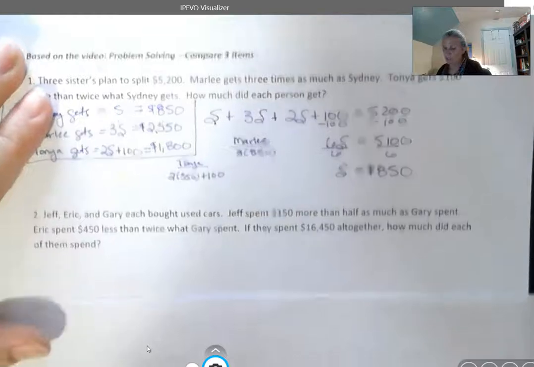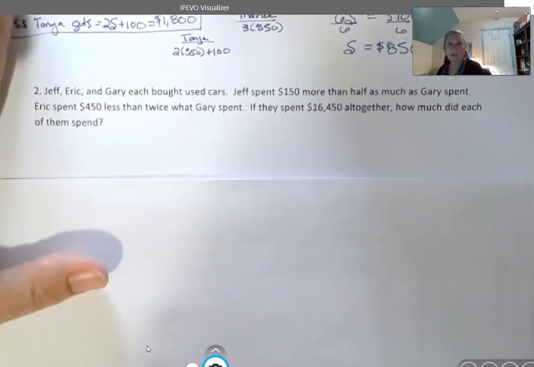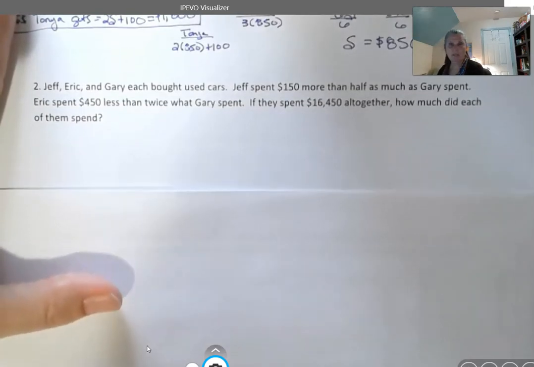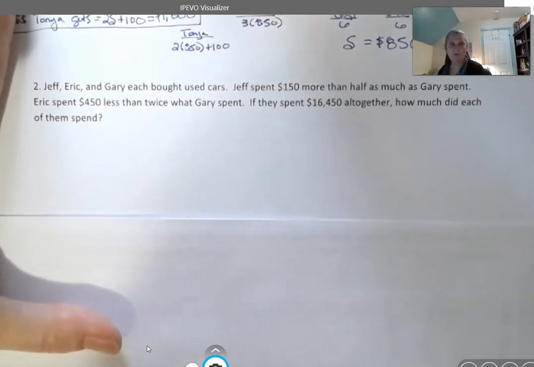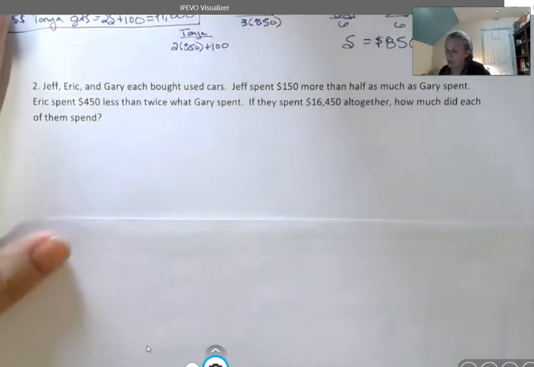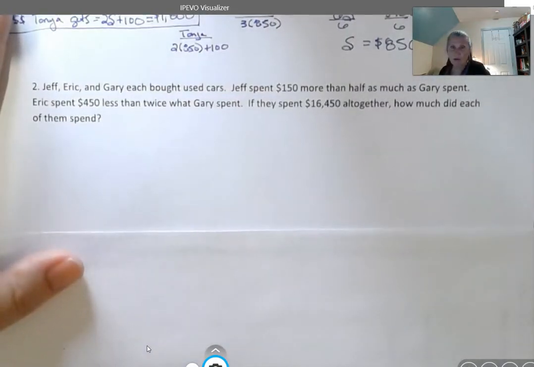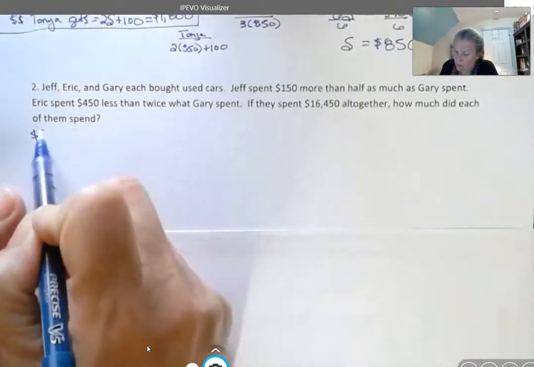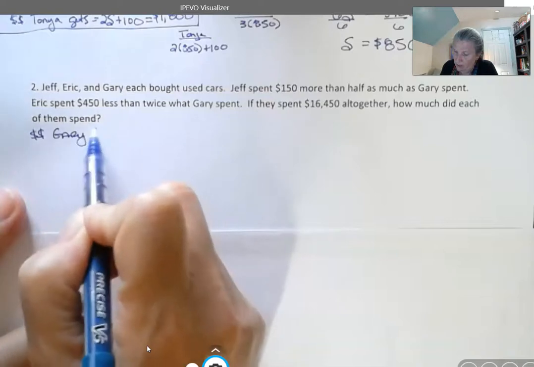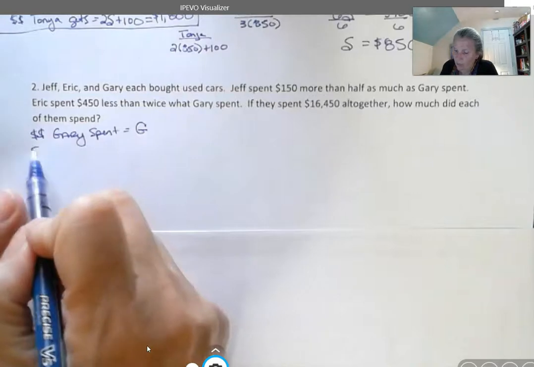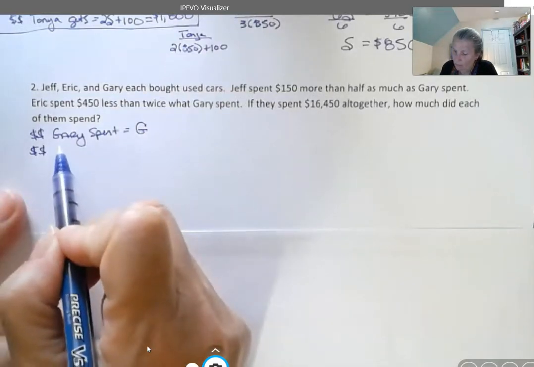Okay, and the next one, it's similar. There's 3 people and they all bought cars. Jeff, Eric, and Gary each bought a used car, and Jeff spent 150 more than half as much as Gary. Eric spent 450 less than twice what Gary spent, and they spent $16,450 altogether. So hopefully you can see that our base variable, or the thing that everything else is based on, is Gary. So we're going to say the dollars that Gary spent is G. And then we have to figure out what's the dollars that Jeff spent.